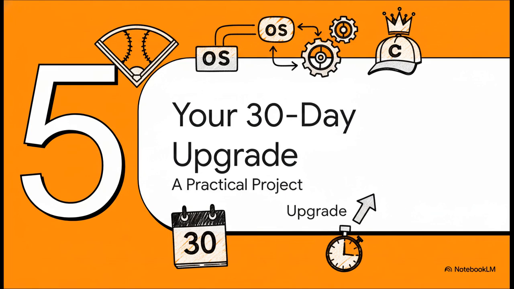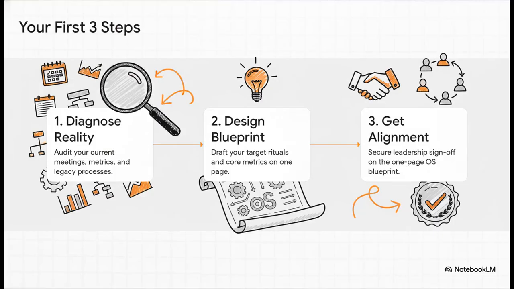You can start designing your own leadership OS right now, and it's a really practical project you can kick off with a simple 30-day plan. It really just breaks down into 3 key steps to get started. First, you have to diagnose reality. That means auditing your current meetings, your metrics, everything. You've got to get really honest about what's actually working and what's just a total waste of time.